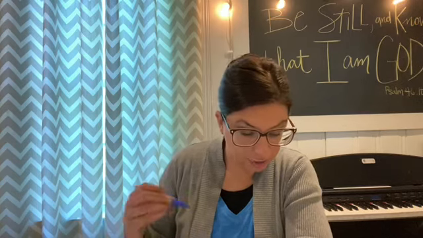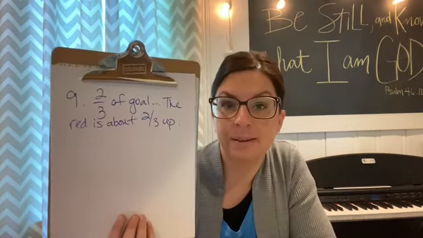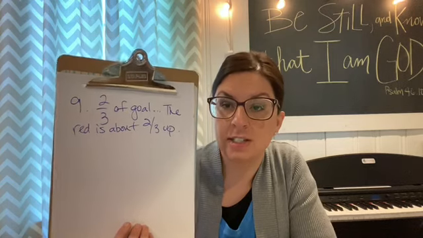All right, number 9. About what fraction of the goal have the fundraisers reached according to the chart at the right? Explain how you estimated. I would say 2/3 of the goal, basically because the red is about 2/3 up. Just by looking at it, if I were to divide it into 3 sections, 2/3 of it is filled in.